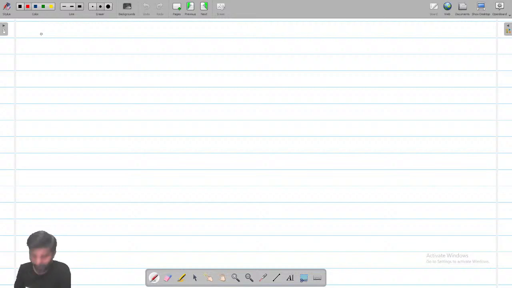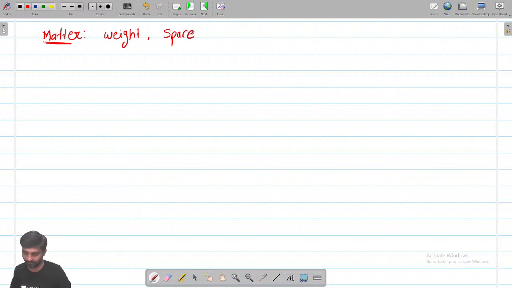Okay. So what is matter? Anything which has certain weight and occupies some space is called matter. Matter is nothing but which has some weight and occupies some space.